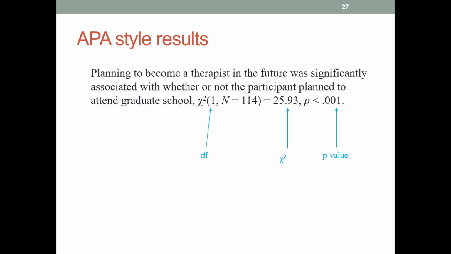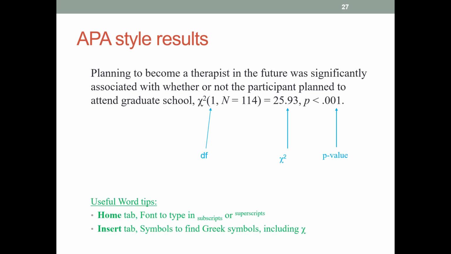It's one of the more complicated ways to write up statistics, I would say, but it's good to know what's in there as well as how to write it up. Now, you may be wondering, how do you get some of those fancy symbols? Here are some tips for Microsoft Word. You can use the Home tab, Font area to find superscripts or subscripts. You could go to the Insert tab and then go to the Symbols area to find Greek symbols, including the chi. These are a couple places you might want to know when you're writing up your APA style results.